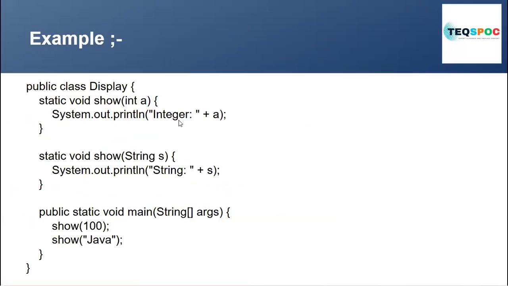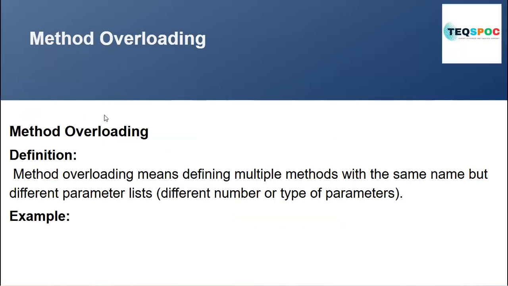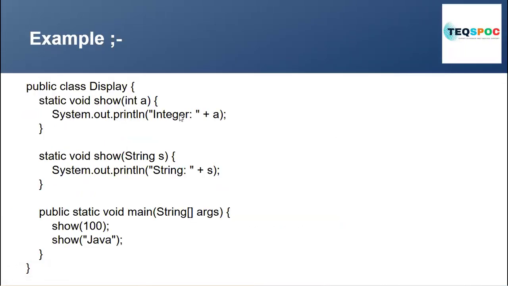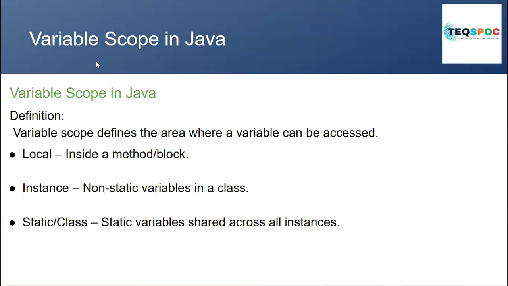Now we have seen method overloading, and this is the basic example. Now, variable scope in Java. What are the variable scopes? That is local, instance, and static variables. We have covered this basically. A local variable is one created inside the main method. Then instance variable or static variable. Let me show you once again.